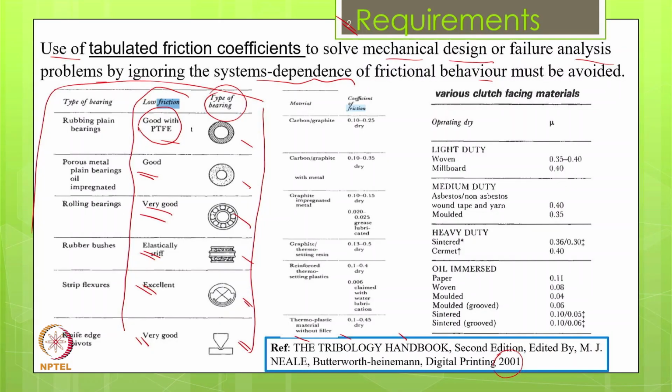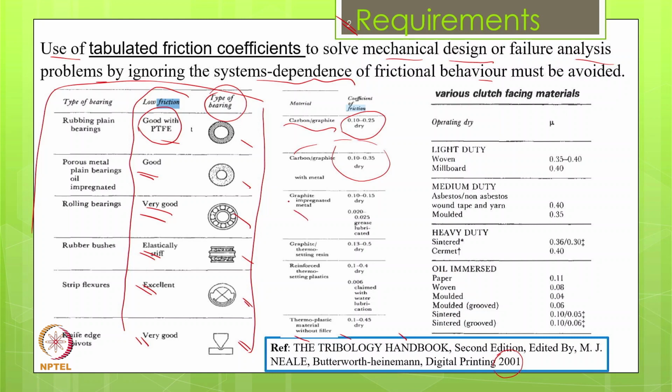Now take another example. Carbon graphite: the coefficient of friction will vary from 0.1 to 0.25 in dry condition. When carbon graphite is used with a metal, the coefficient of friction will vary from 0.1 to 0.35. It's a three times variation in the magnitude of the friction. How do I believe it? Which one is going to give good results to us?